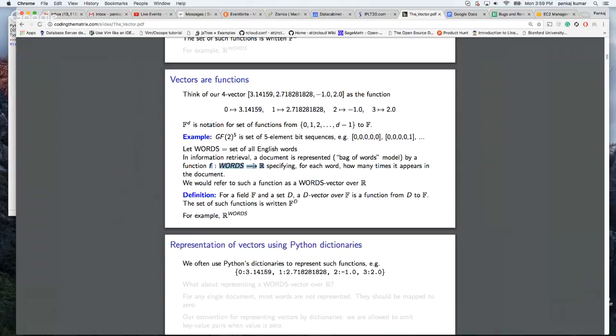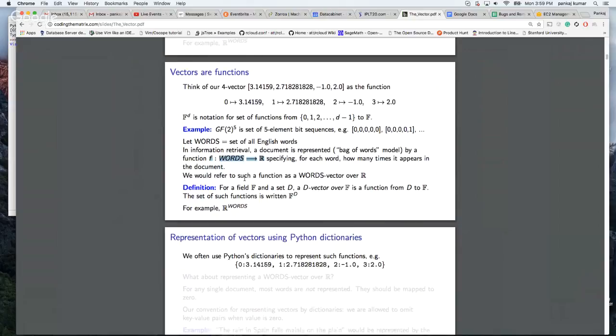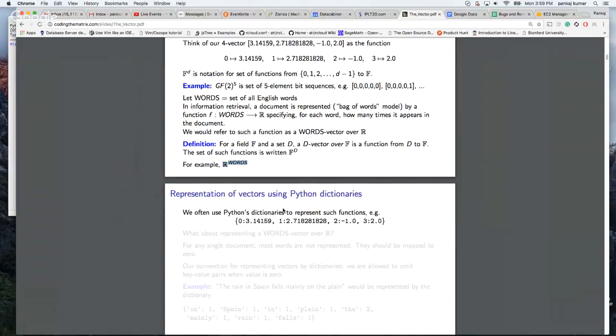We'll go to the sparsity thing later, but you could also have, for example, each word as an index, and whether it's present or not is the vector. So that's the vector here. A D-vector over F is a function from D to F. I think we went through this.